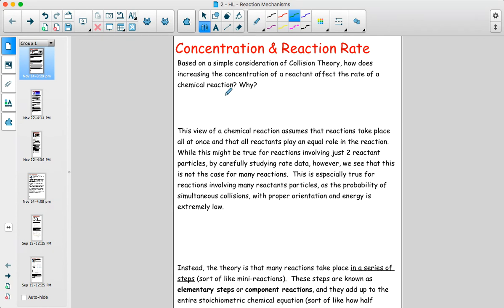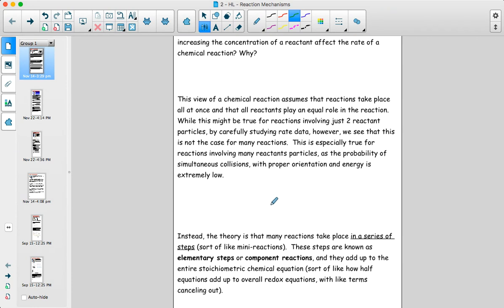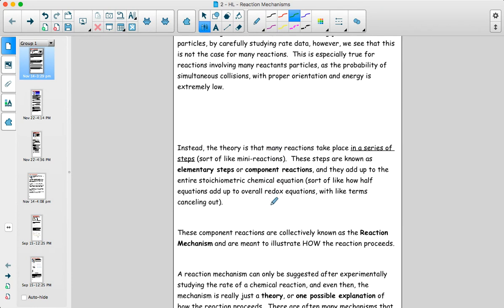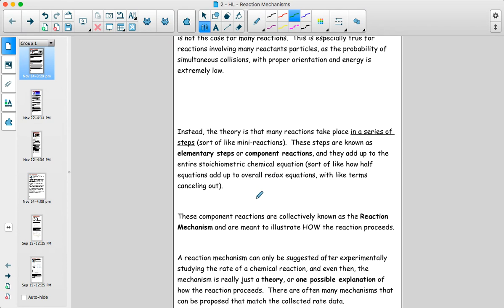And the more complicated the reaction, the less and less probable it is that all of those reactant particles are going to be able to simultaneously collide with the correct orientation and with enough energy. So just statistically, the chances of more than two reactant particles, even just three, colliding in such a way is not very likely. And so instead, the theory is that many reactions actually take place in a series of steps, not just one moment where all the reactant particles collide at once.